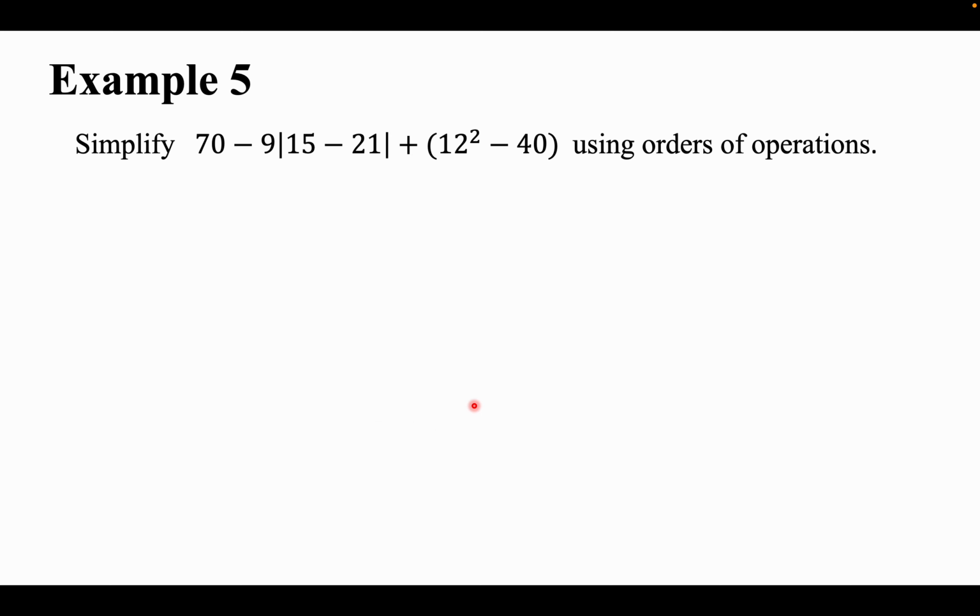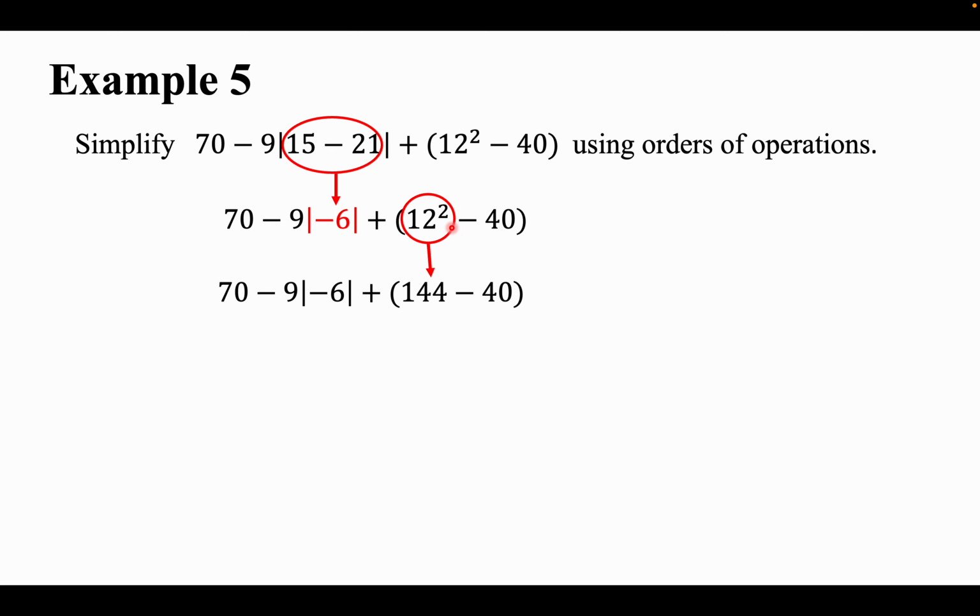Example 5, let's suppose we have this expression right here. How do we simplify this expression? Well, we look at what's inside the absolute value, and of course the same thing we can do here as well. So if I simplify this, I get a negative 6, and of course I can take the absolute value of negative 6 as well to turn that into a 6. But let's do this 12 squared first. That's 144. Now I can simplify this and simplify this as well. So absolute value of negative 6 is positive 6, and then the difference of those 2 is 104.